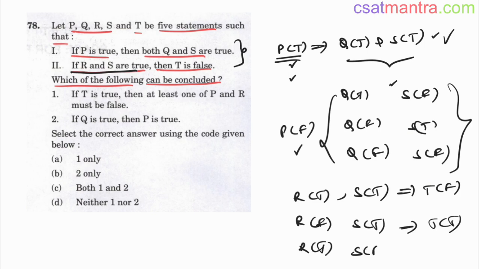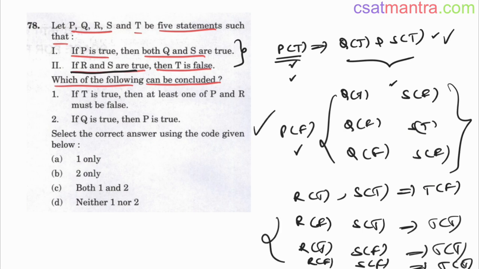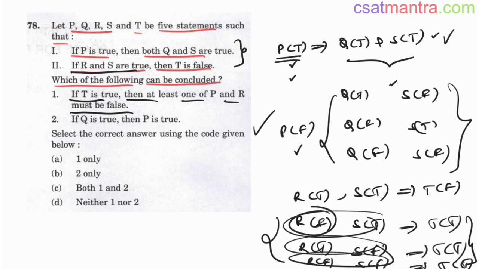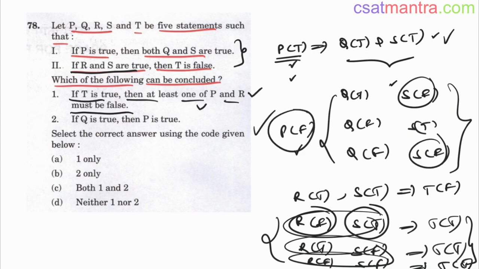If both are true, T is false; if both are false, T is true. Same logic I applied here. Now if T is true, then at least one of P and R must be false. Where we have T true here, at least one of R and S is false. If R is false, then this statement is true. If S is false, P is false, then also this statement is true. See, when T is true, either R is false or S is false, at least one of them is false.